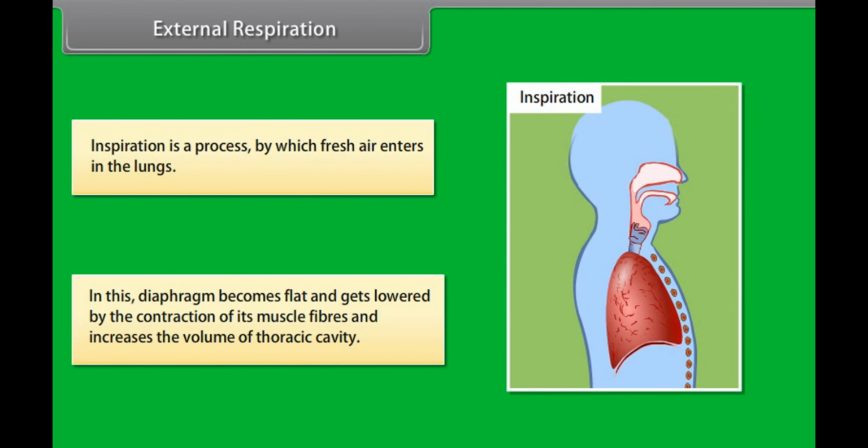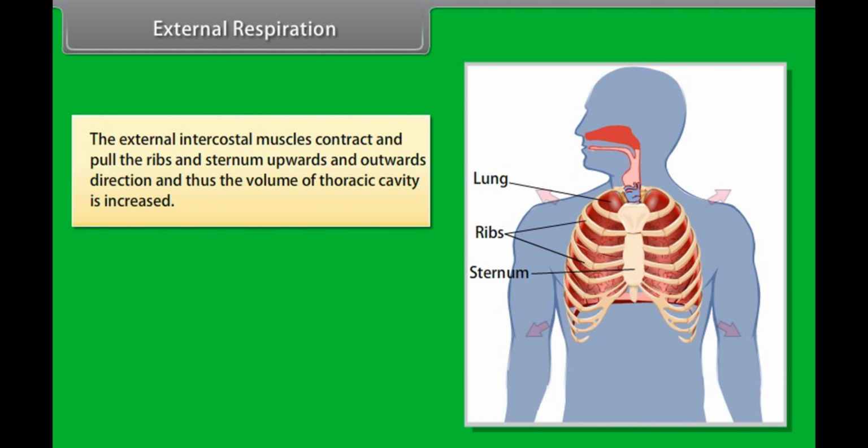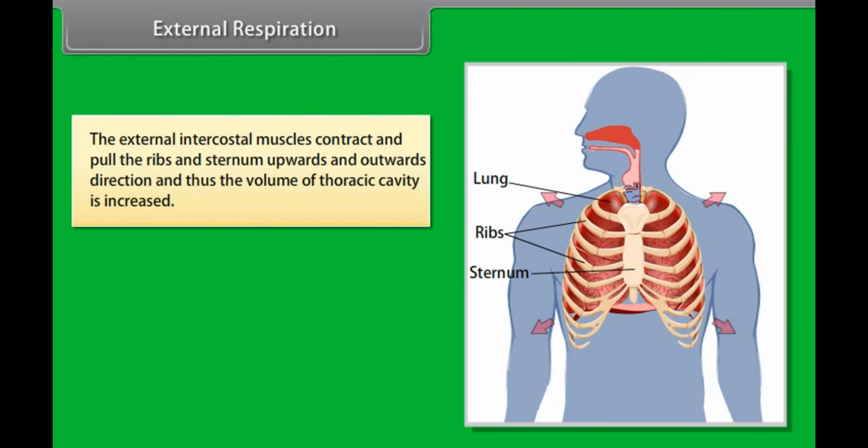In this, the diaphragm becomes flat and gets lowered by the contraction of its muscle fibers and increases the volume of the thoracic cavity. The external intercostal muscles contract and pull the ribs and sternum in upwards and outwards direction, and thus the volume of thoracic cavity is increased.